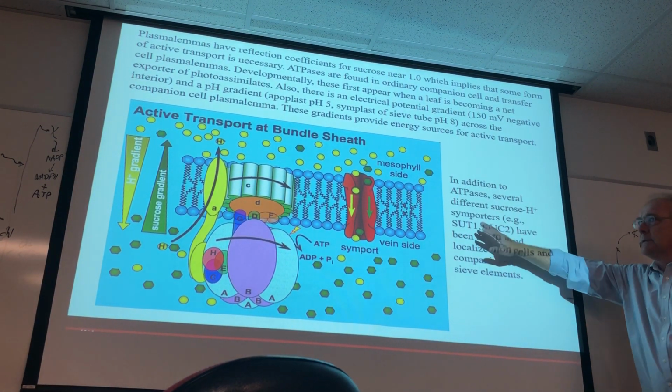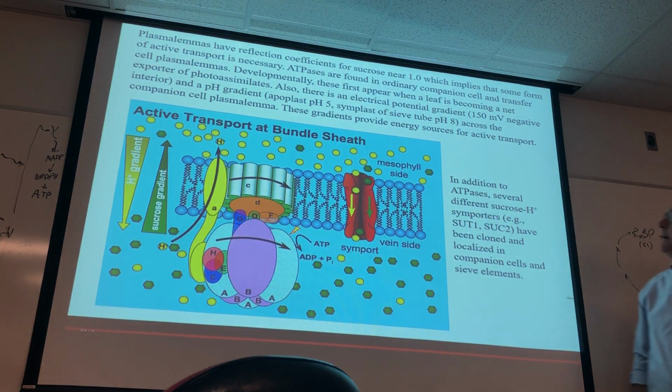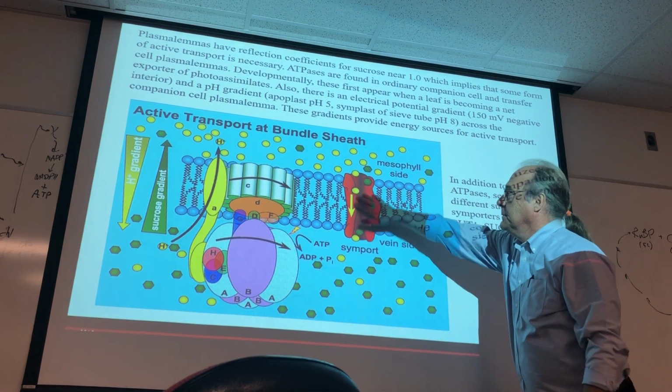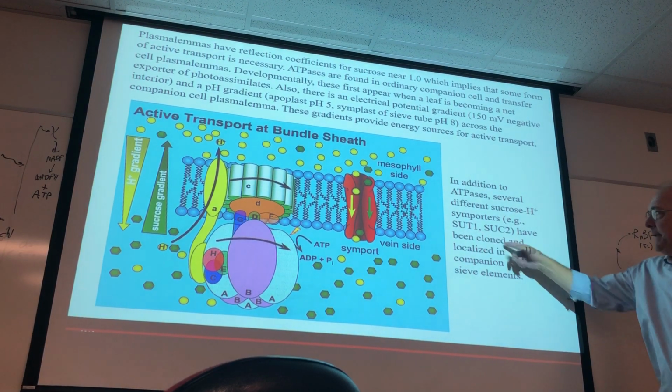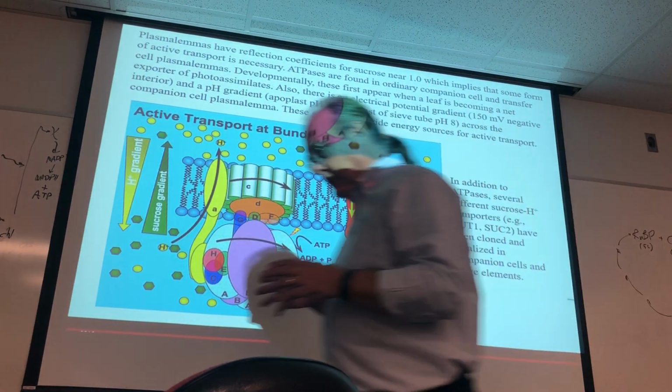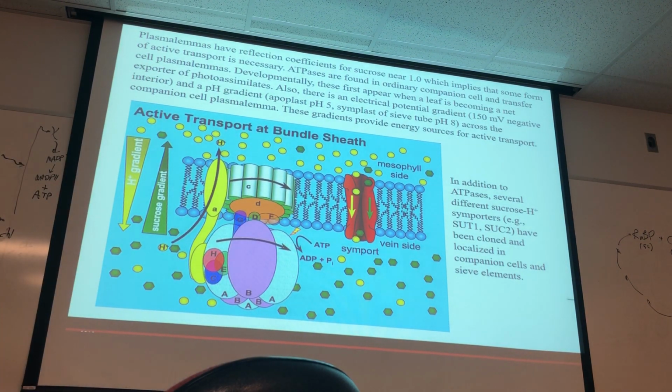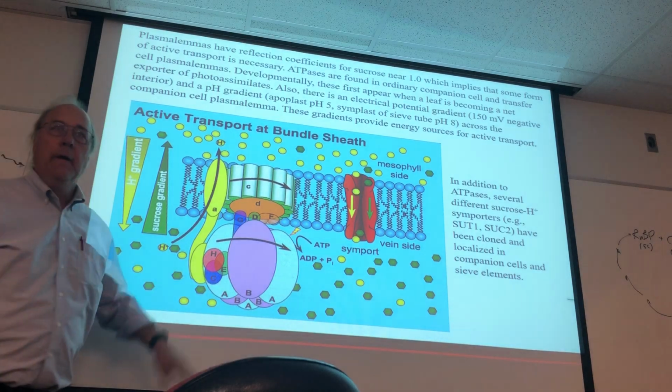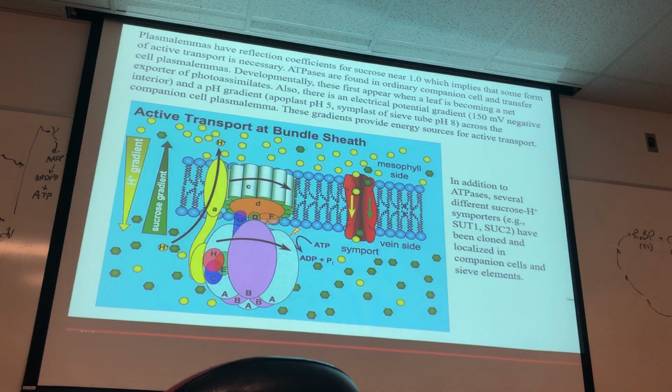And there's been a lot of work done with these symporters too, and they have names, and their structures have been figured out. So this is all consistent with the idea of an apoplastic step for phloem loading in plants that use ordinary companion cells or transfer cells.